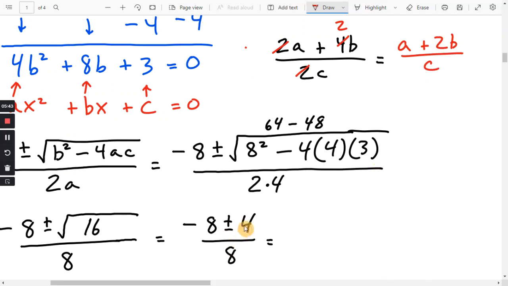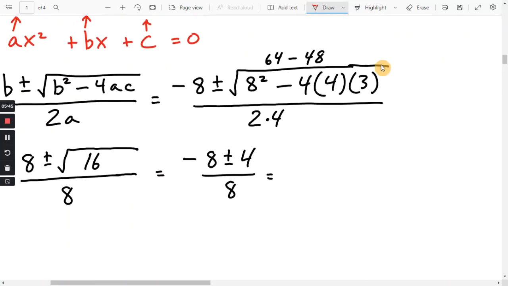Okay, so you need to do the same thing here. These are all divisible by 4. So negative 8 divided by 4 is negative 2. 4 divided by 4 is 1. And 8 divided by 4 is 2. All right, so that might help on some of the problems. Anyhow, we have negative 2 plus or minus 1 divided by 2.